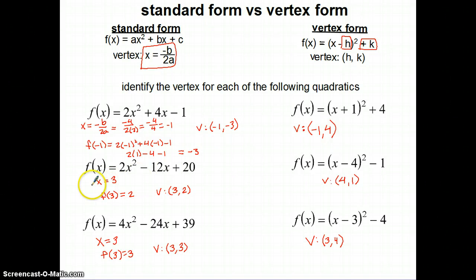For the first, you should have an x value of 2, y value of 3, giving you a vertex of (3, 2). Second, the opposite of my negative 4 gives me an x value of positive 4, and my negative 1 added onto the end should have given me a negative 1 for my y value. Last, you should have (3, 3), and (3, negative 4).